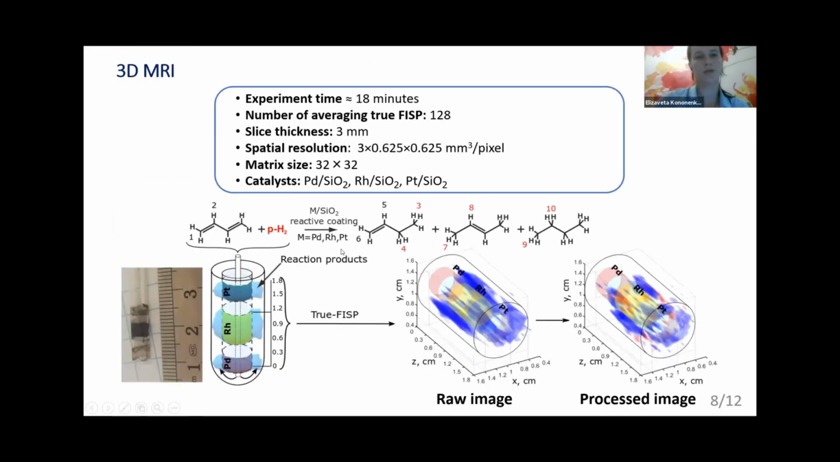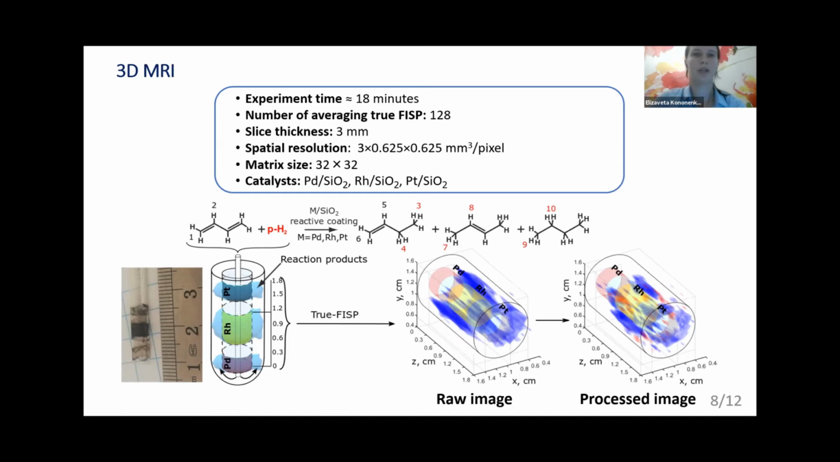To observe spatial distribution of reagents and reaction products, as well as to investigate the possibilities of MRI to study a complex component system, 3 active components were applied in the following order: palladium, rhodium, and platinum on a glass tube coated with a thin layer of silicon oxide to the outside.